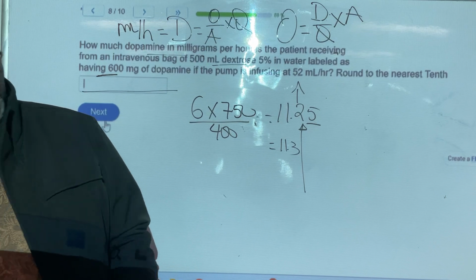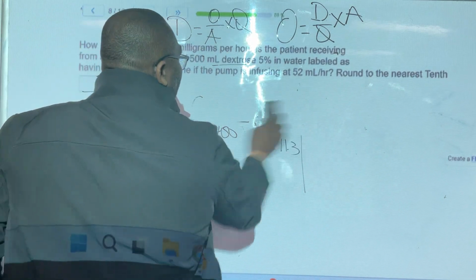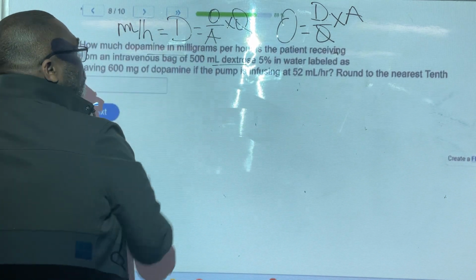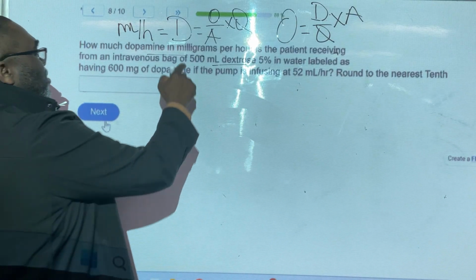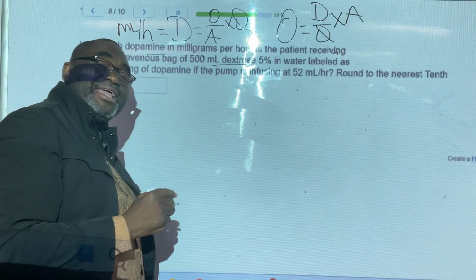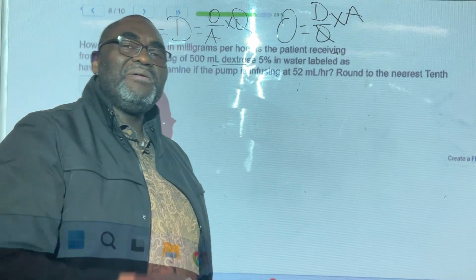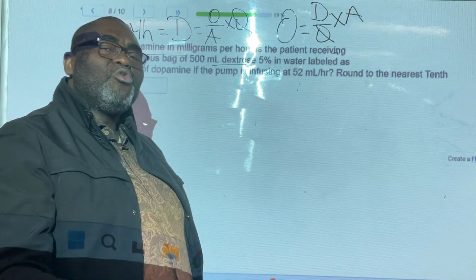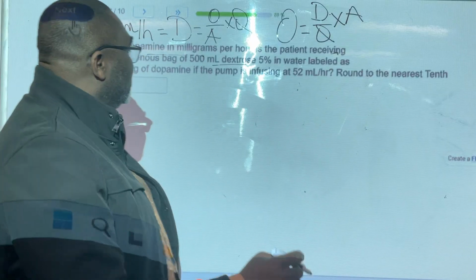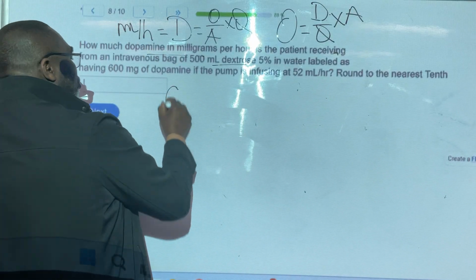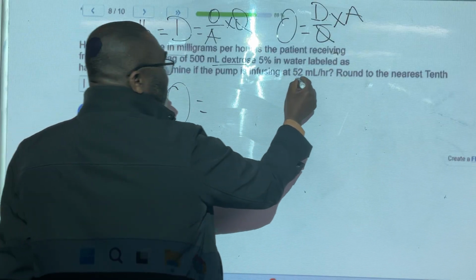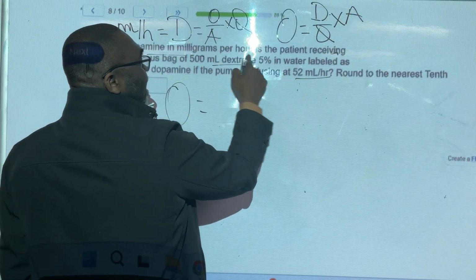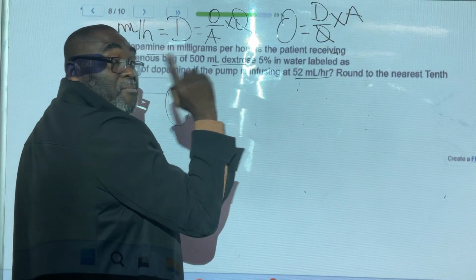So now we are on number 8. So let's look at what number 8 has. So see, we are looking for milligram per hour. That milligram per hour, my friend, it can be unit per hour. It can be microgram per hour. The way you're going to solve them is the same. So right here, I'm looking for my order. So your order equals dosage. Because I'm looking for milligram per hour, my dosage gotta be per hour.